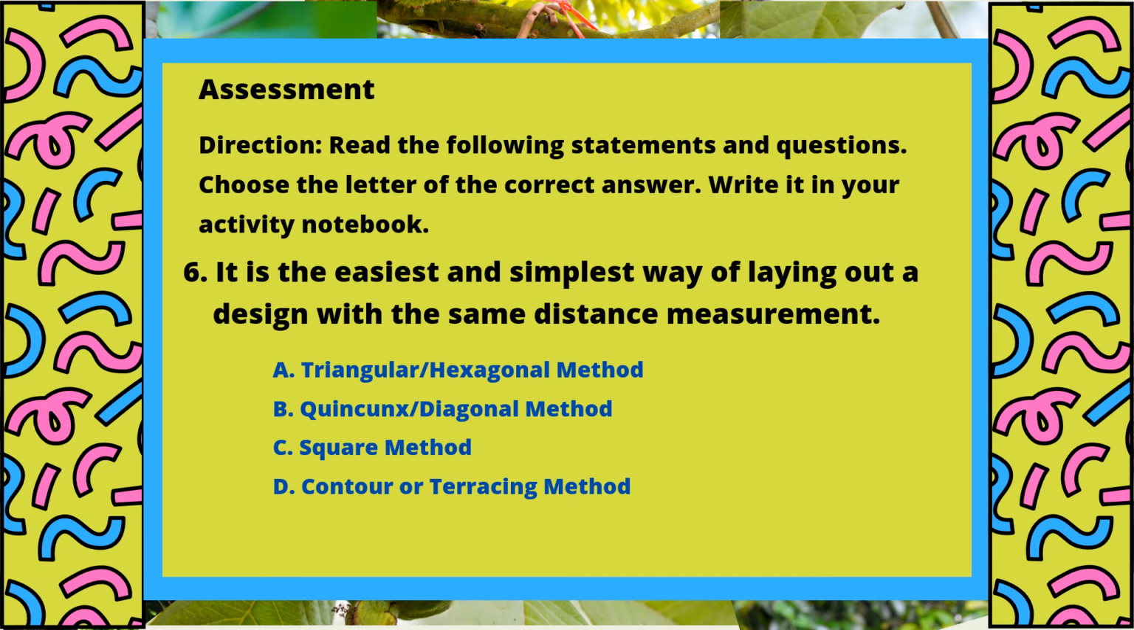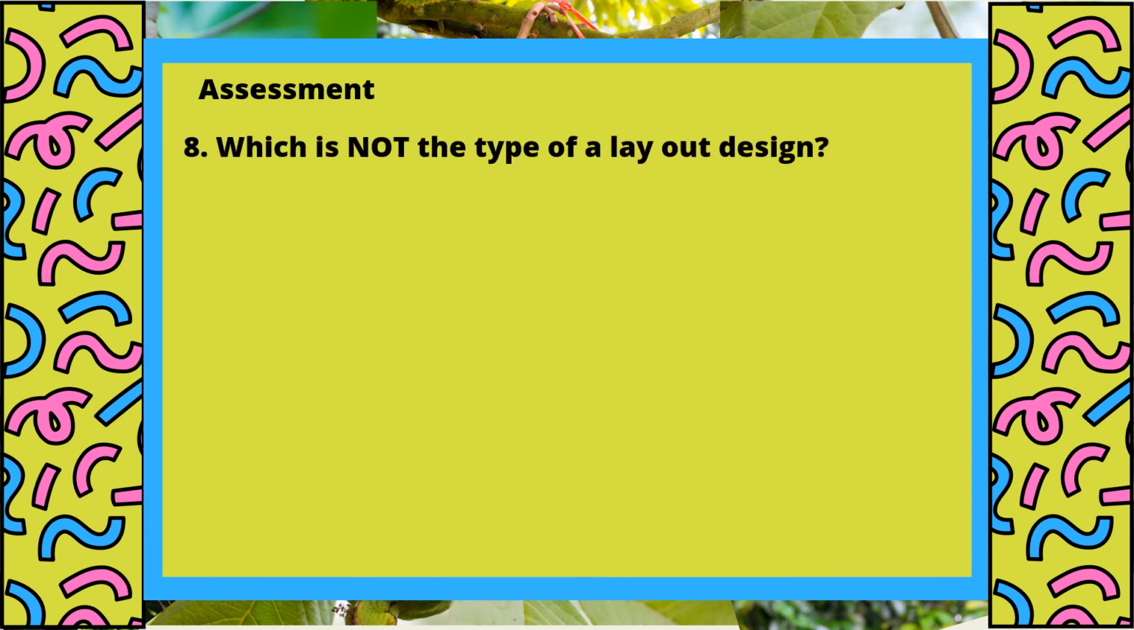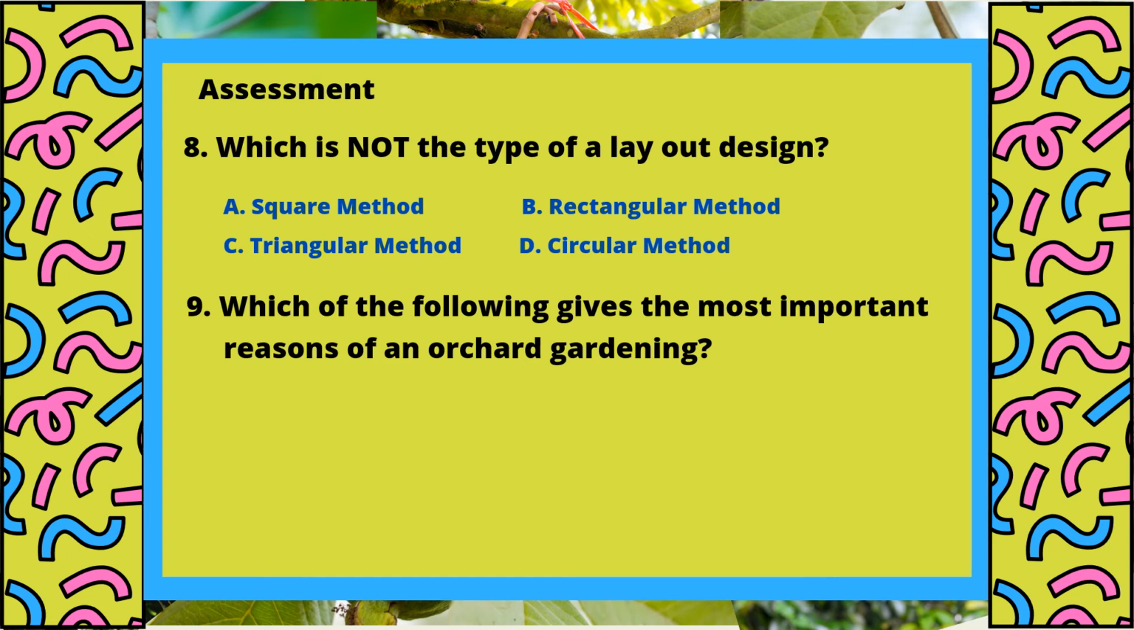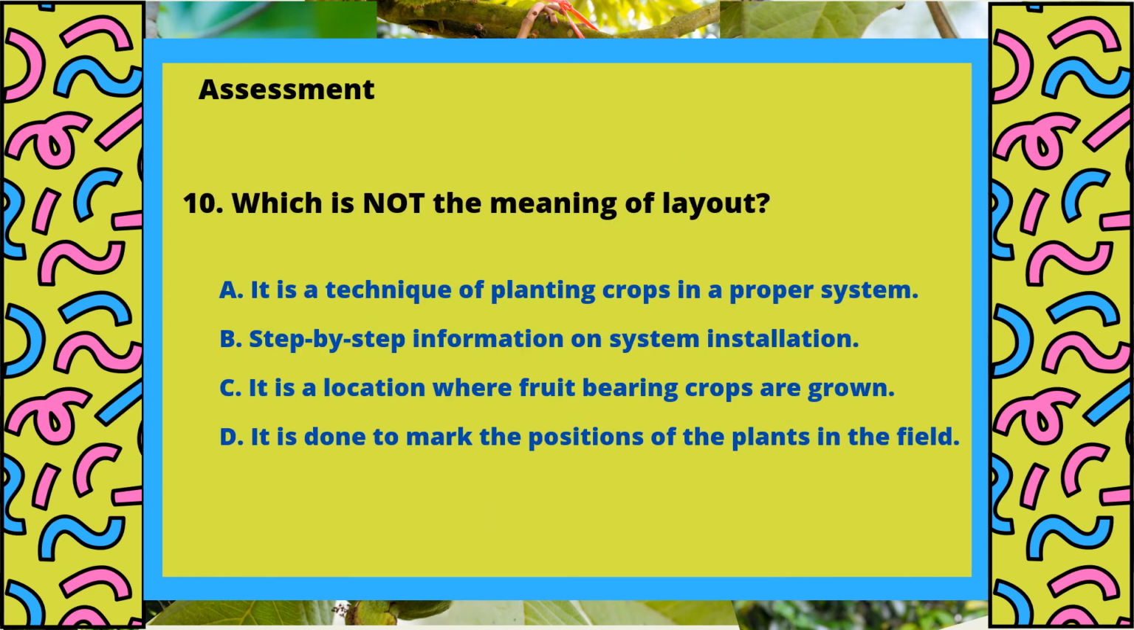Number 6. It is the easiest and simplest way of laying out a design with the same distance measurement. Number 7. Which of the following layout design is called diagonal method? Number 8. Which is not the type of a layout design? Number 9. Which of the following gives the most important reasons of an orchard gardening? And number 10, which is not the meaning of layout?